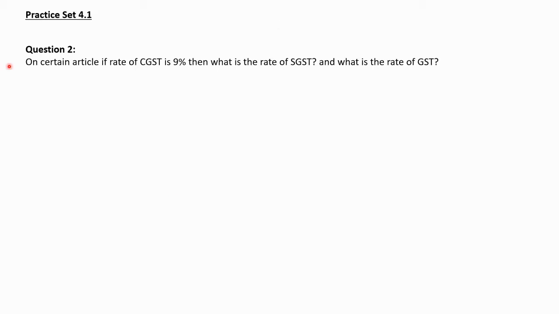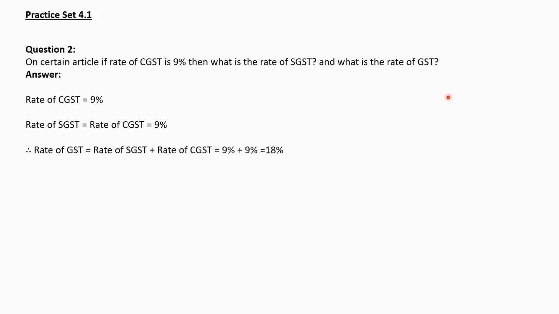This is the second sum. On a certain article, if the rate of CGST is 9%, then what is the rate of SGST and what is the rate of GST? So rate of CGST, 9%, is given to you. Rate of SGST, since both of them will be the same, will also be 9%. Rate of GST will be equal to rate of SGST plus rate of CGST. Since both of them are 9, 9 plus 9 will give you 18%.